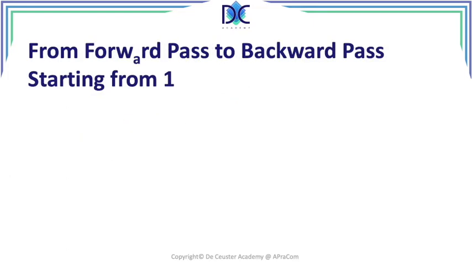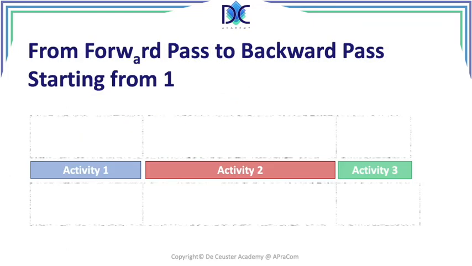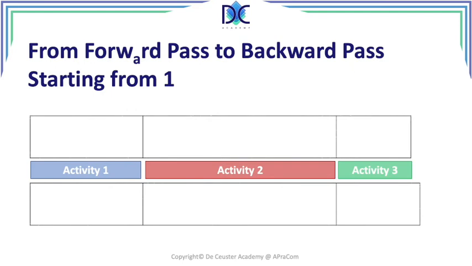Again, we have the activities, activity 1, 2, and 3. They're exactly the same as before. There is no difference. And we take the formulas that we already derived before. So we know that the early start of the successor is the early finish of the predecessor plus 1. And the early finish of the activity is the early start plus the duration minus 1.